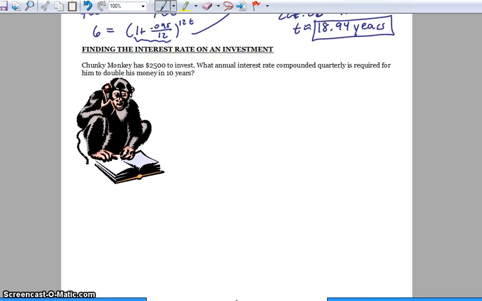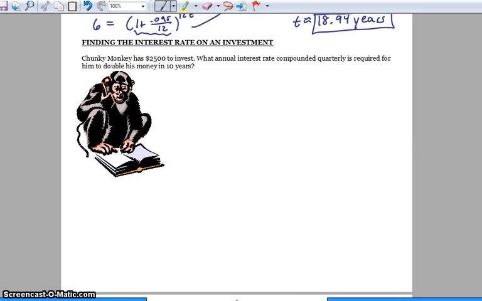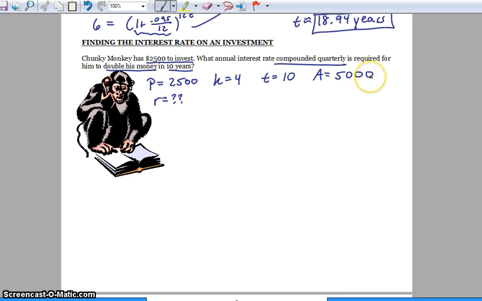So now let's look at this Chunky Monkey problem, in which Chunky Monkey has $2,500 to invest. So again, already we know what he's putting in. So our principal amount is $2,500. What annual interest rate? So what we're looking for in this case is the R. We don't know what that is. Compounded quarterly, so we know the K value is 4, is required for him to double his money in 10 years. So we know the time is 10 years. We're trying to double the money, so we know the amount he wants to get to is 5,000. So he started out with 2,500, he's trying to double it, he's trying to get to 5,000.